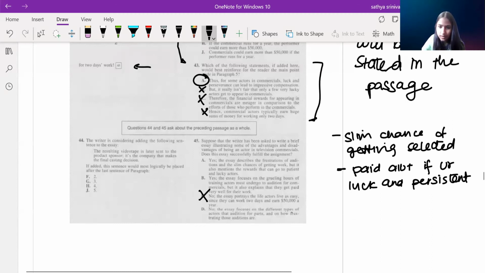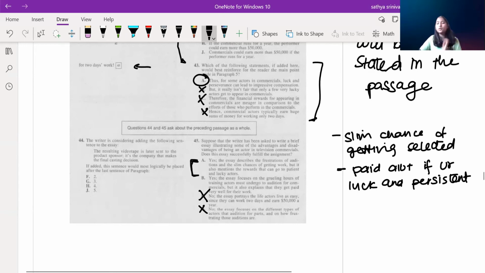The essay focuses on different types of actors and how, okay, so it's not talking about the different types of actors, right? It's mainly talking about how it is a business that does have a lot of money involved, but it's for the lucky and persistent people who get that reward, right? So it's not D, right? And so it's either A or B, right? So we know that it's yes.